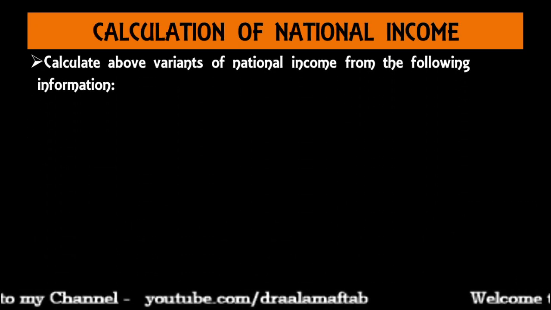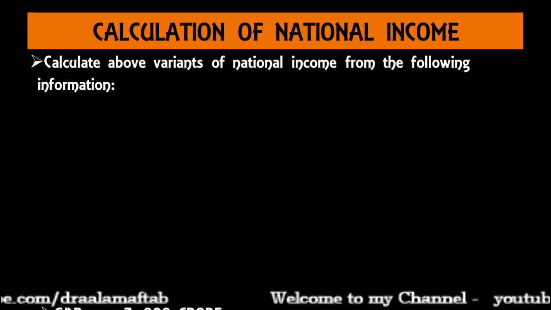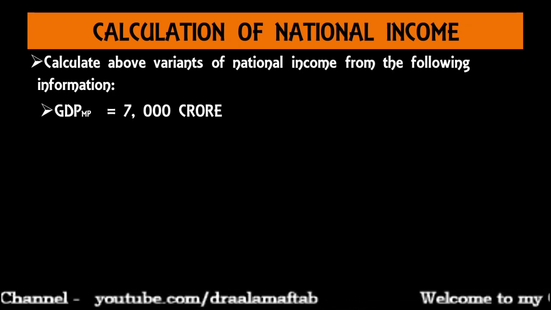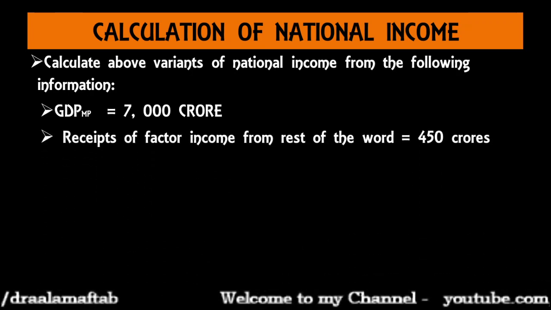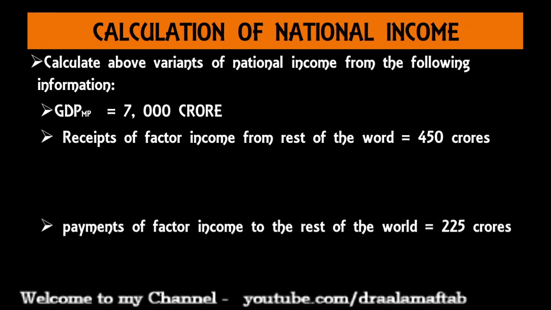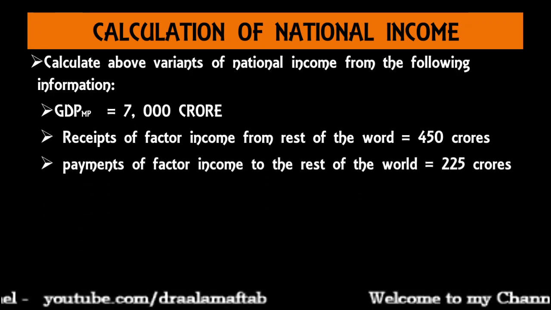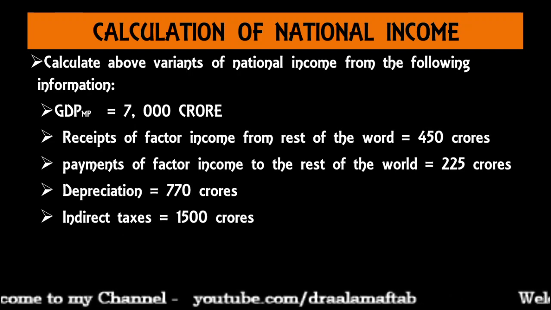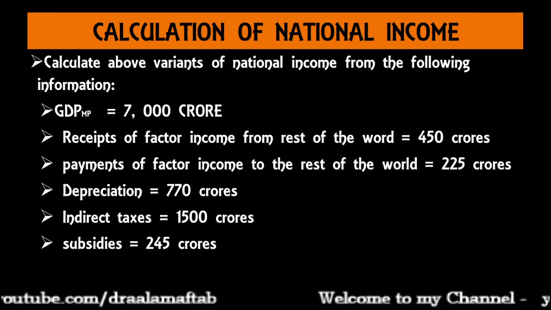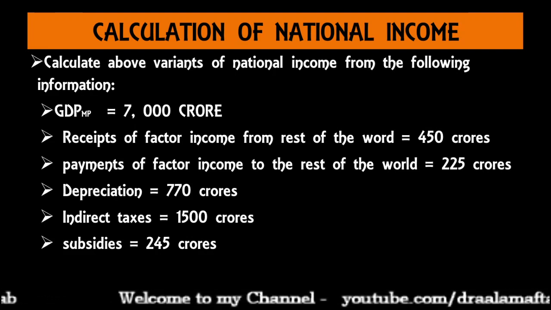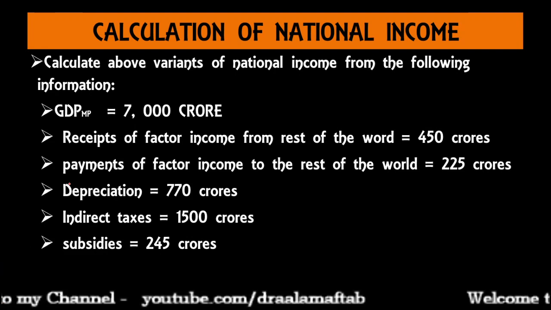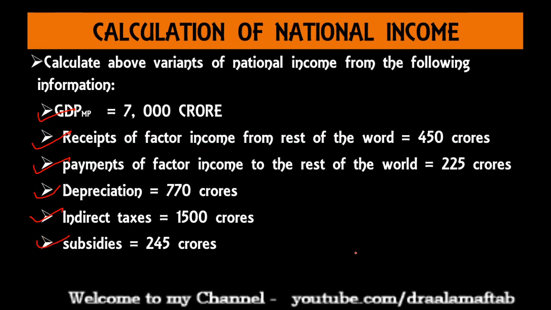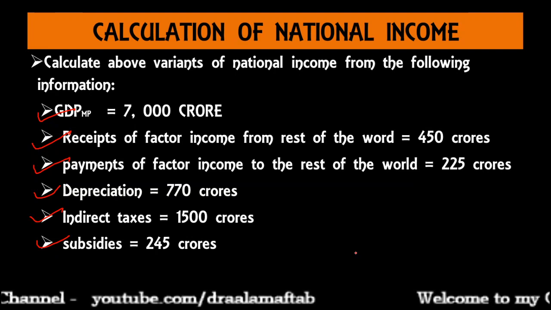Now let us take a simple example to calculate different variants of national income. So these are the given values. GDPMP is given as 7,000, receipts of factor income from the rest of the world 450 crores, payments of factor income to the rest of the world 225 crores, depreciation 770 crores, indirect taxes 1,500 crores, and subsidies 245 crores. So these are the values given here. So keep in mind these values.